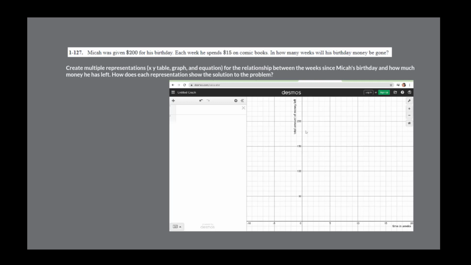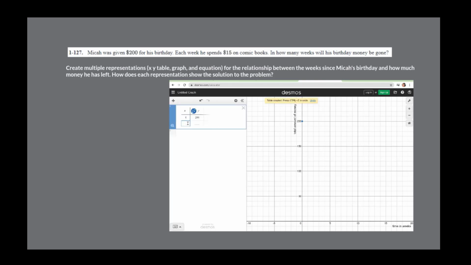All right. First, I set the y-axis scale as total amount of money left from the 200 that he was given. The x-axis is labeled time in weeks. Well, that means I'm going to go ahead and start with a point because I'm going to build a table. So at 0 weeks, he had $200. All right. Well, it goes down 15 each time. So I'm going to set up a little table here so we can kind of see these points plotted.